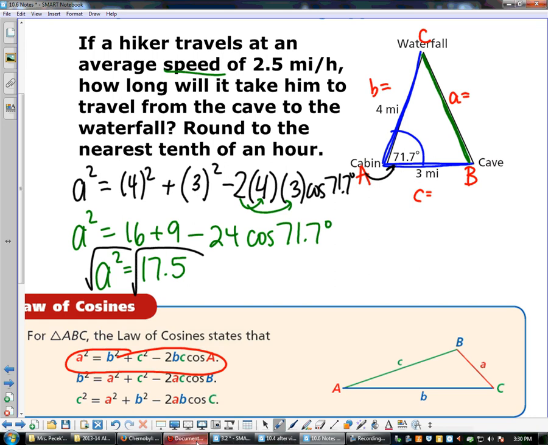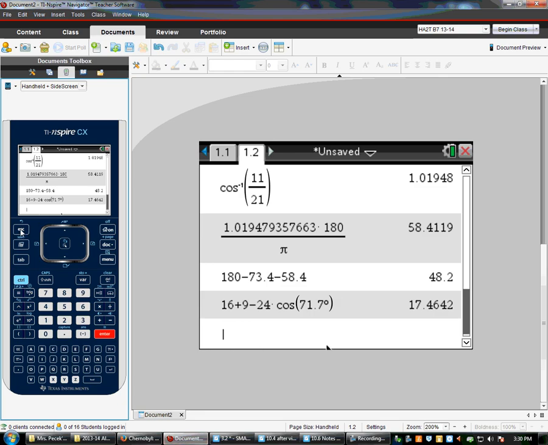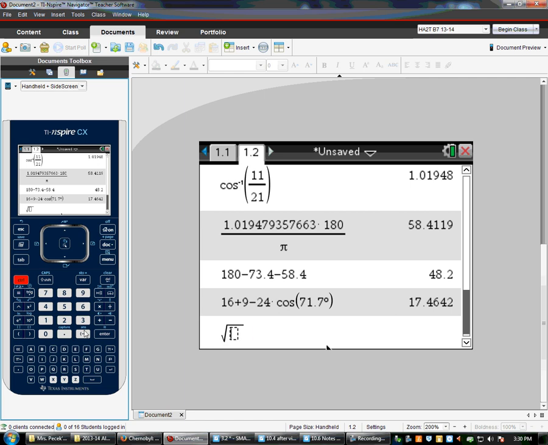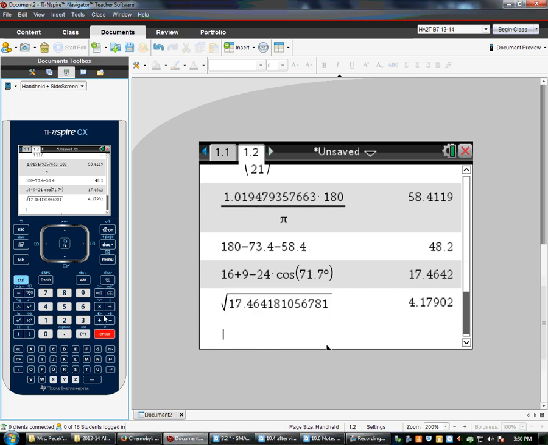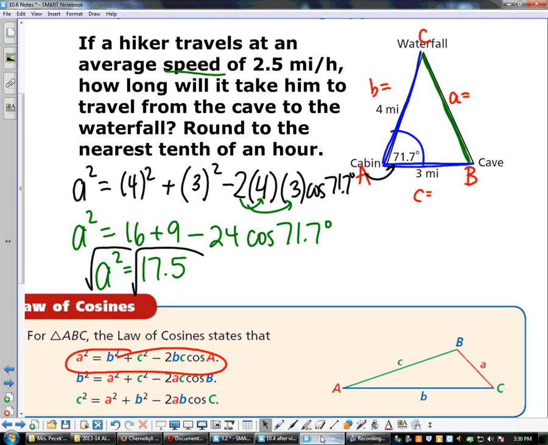So go back to our calculator. Let's square root. Again, don't retype the rounded answer, just bring down that original answer so you can hit Control Answer there. So we know that side length A, we'll round it to maybe 4.2. So A is about 4.2 miles. Look at my units here, 4.2 miles.